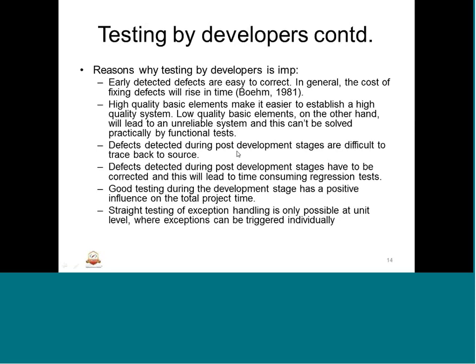Defects detected during post development stages are difficult to trace back to source. As I said, we cannot afford to have small defects during the development stage. It's very difficult to trace it back. So better to identify in the beginning. Defects detected during post development stages have to be corrected, and this will lead to time consuming regression tests. That means we need to have a regression again and again, because the fixes that have been done on the product again need to be tested.